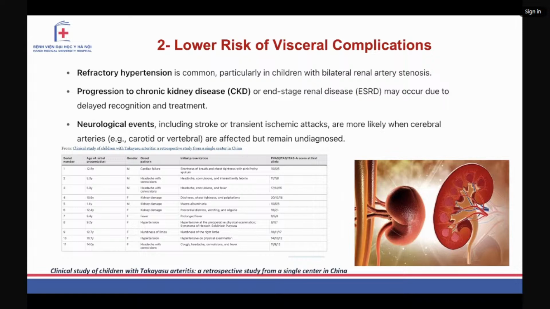And if Takayasu arteritis is detected at an early stage, it allows for timely medical treatment that can effectively control vascular inflammation, so as to prevent severe arterial damage. More importantly, it reduces the risk of long-term complications, for example, kidney failure or severe hypertension or stroke. So early diagnosis means you can avoid many invasive procedures like vascular stenting or surgical bypass.